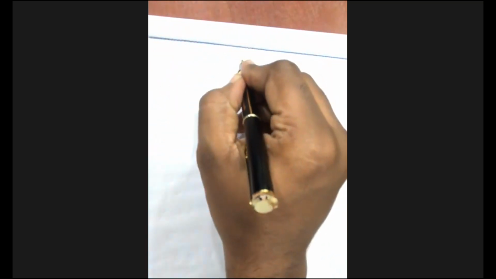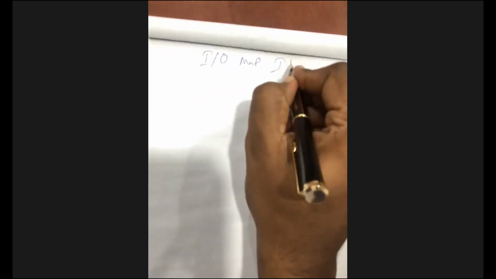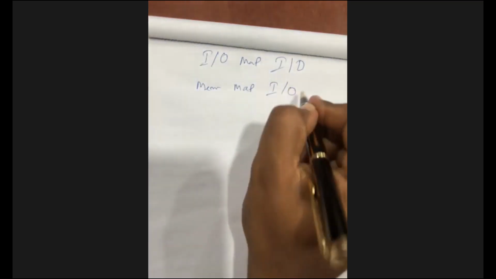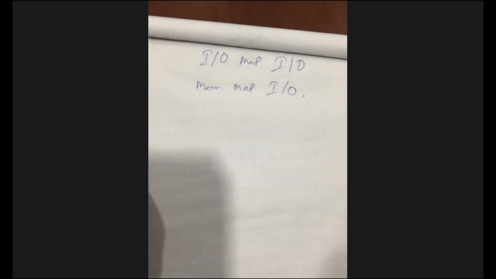Next, these types of interface are basically two types. One is called IO mapped IO, another is called memory mapped IO. IO mapped IO and memory mapped IO. Is it clear?